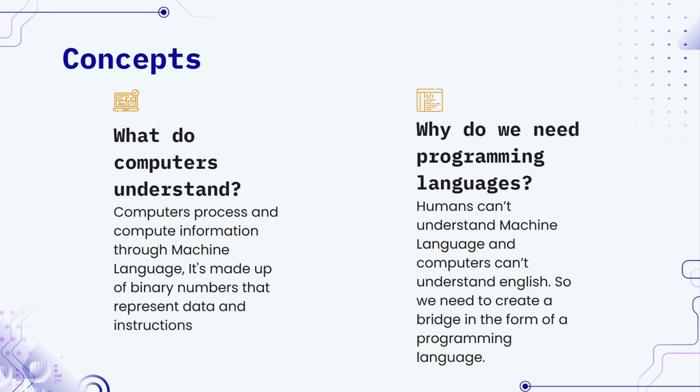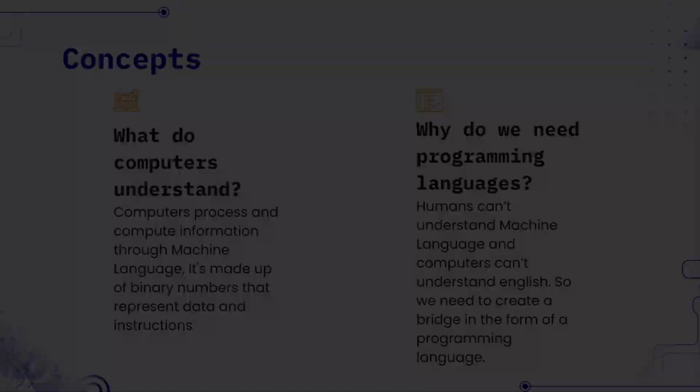Alright, so we have two important concepts here. What do computers understand? They understand something called machine language. It's made up of binary numbers that represent data and instructions. But if they can understand this, why do we need programming languages? We can't understand machine language. It's really complicated. If you searched it up, you wouldn't understand anything. Humans can understand English, and computers can't. So we need to create a bridge in between so the machine can understand and the human can understand. That's why we need programming languages.